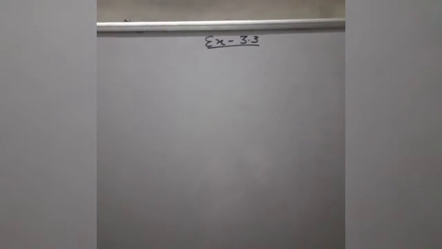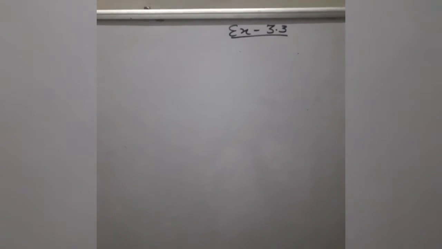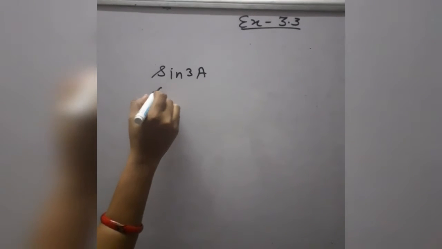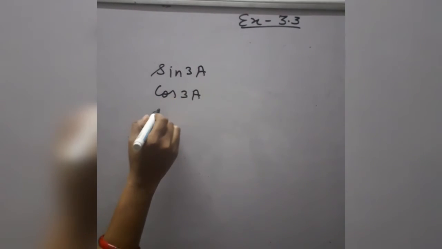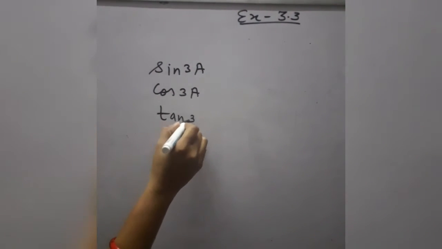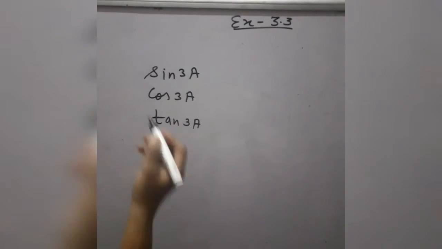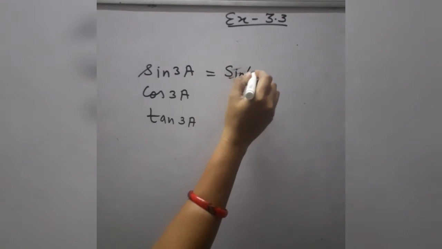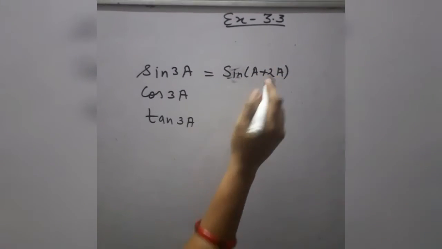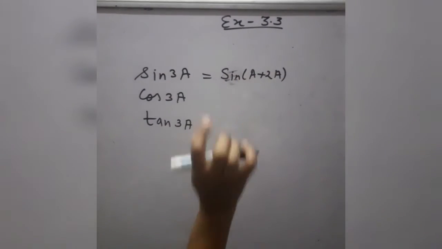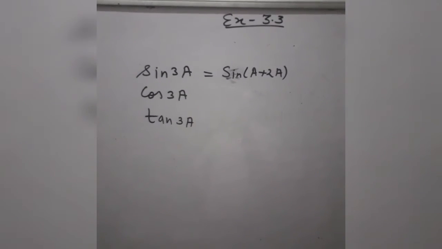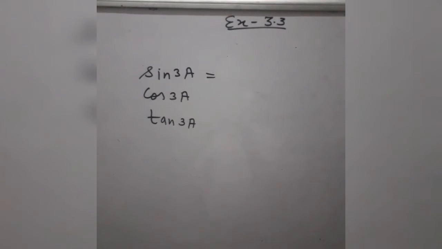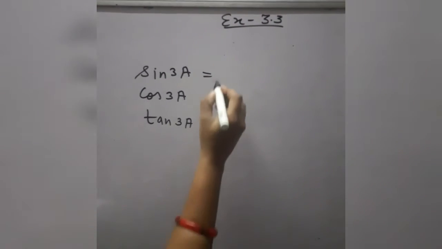Next formula is sine 3A, cos 3A and tangent 3A. These more formulas are there. This you can find out if you write sine 3A as sine of A plus 2A. Then you can use the formula of sine A plus B, and you will get the formula of sine 3A. But I am writing the direct formula of sine 3A here. You will learn these formulas. No need to do derivation of these formulas.